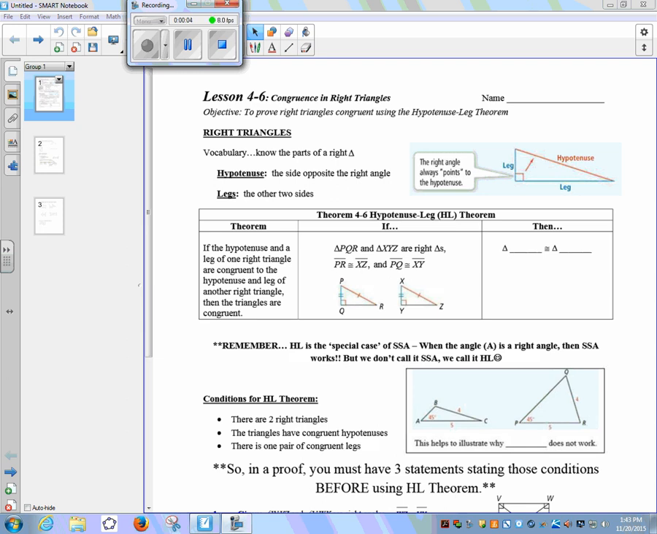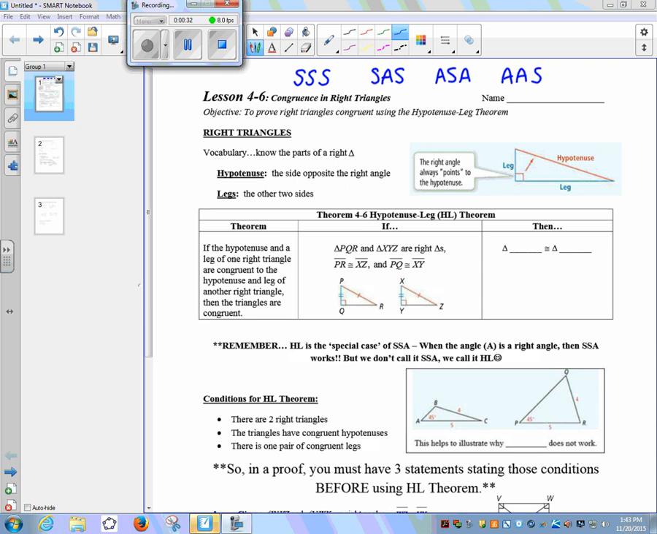We are going to be learning about congruence in right triangles today. We have already learned about congruence in other triangles using SSS, SAS, ASA, and AAS postulates. Those are the congruence postulates that we've learned about angles and sides.